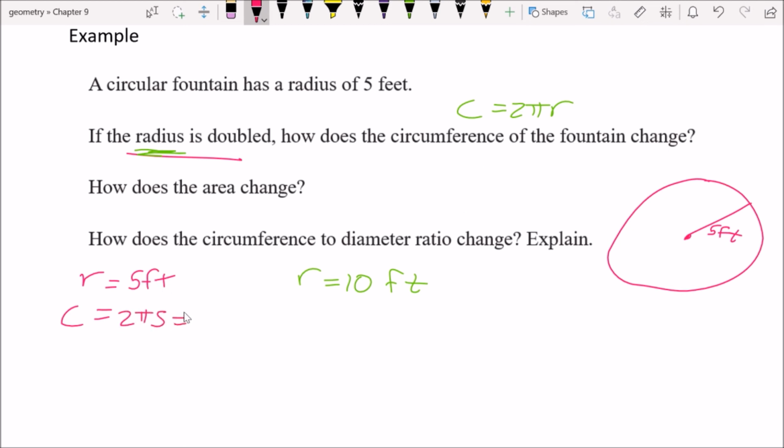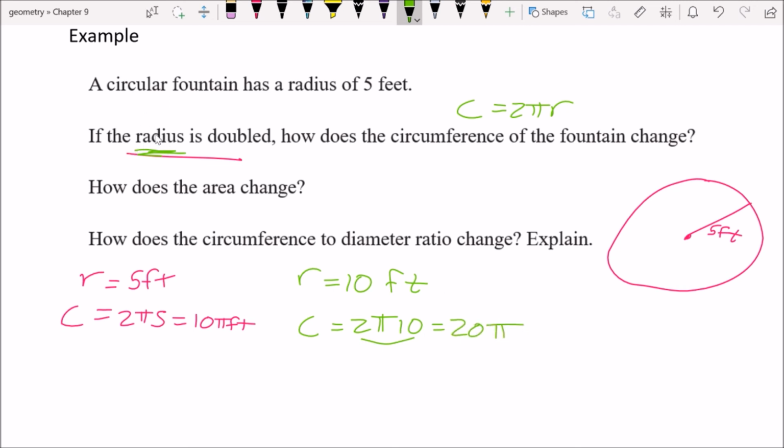And the way we simplify this is it's sort of combining like terms. So 2 times 5 is 10. So 10 pi feet. And yeah, you can type that in the calculator if you want to. What about for the larger circle? The circumference is still 2 times pi times r. It's just that this time r is 10 feet. And so 2 times 10 is 20. So 20 pi.